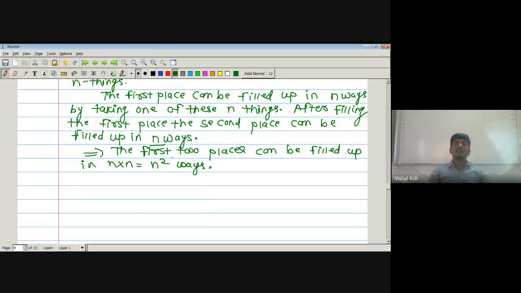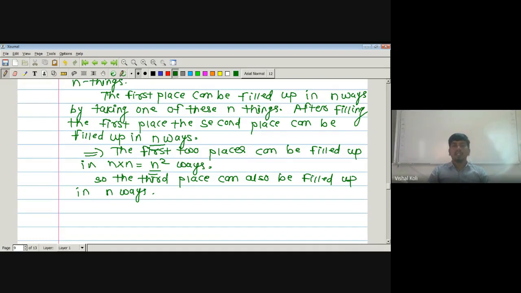Now after filling the two places in these n square ways, the third place can also be filled up in n ways. Again here repetition is allowed, so there are n possibilities for the third place. So the third place can also be filled up in n ways.